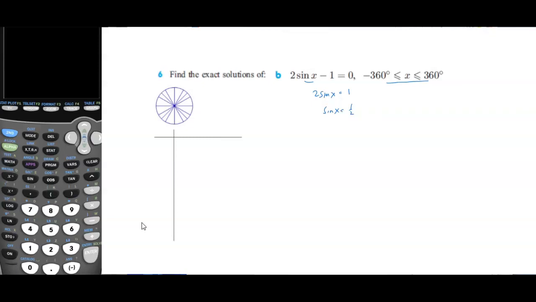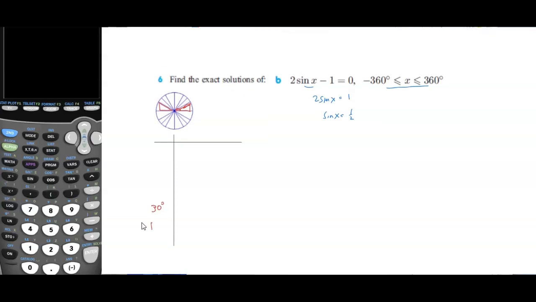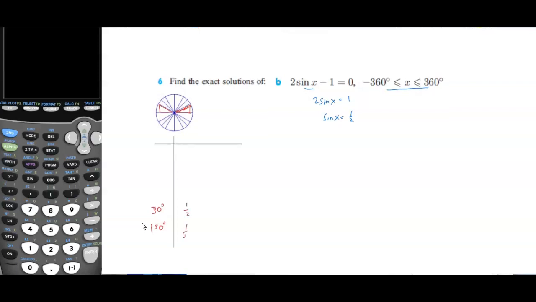What angles on the unit circle have a sine of 1/2? That would be these two low triangles, this one and this one. So that would be, and now we can work in degrees, so it would be 30 degrees and 150 degrees. Those would be the two angles that have a sine of 1/2. This is x and this is sine x.